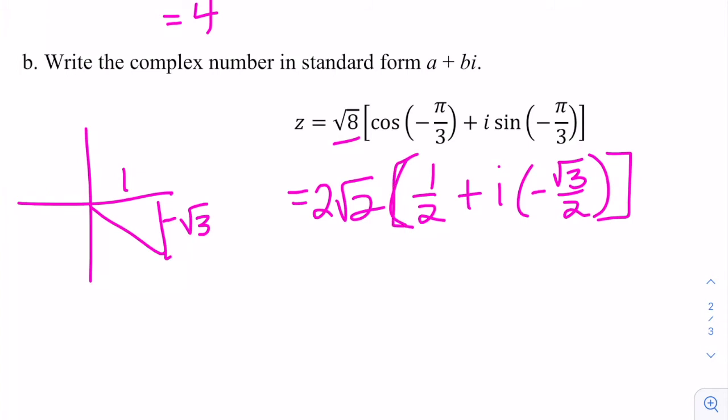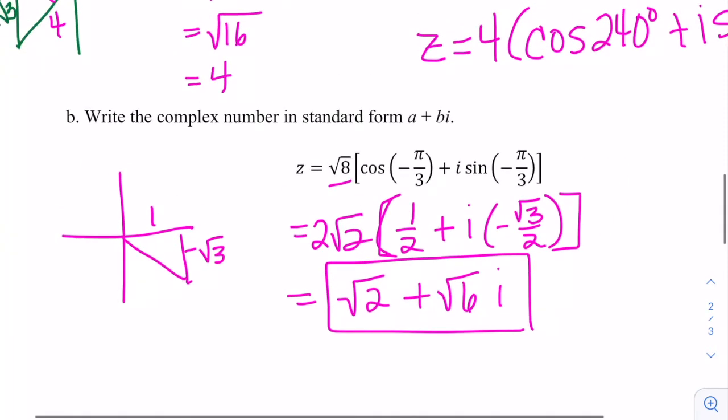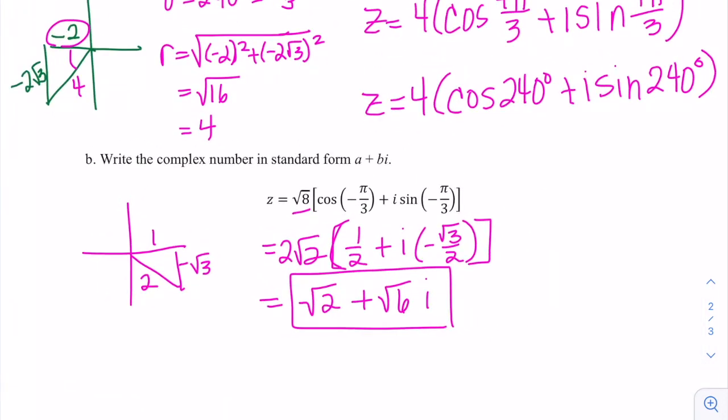Let's kind of separate that. So we have 2 root 2 divided by 2, so that we'll just have root 2. And then here we'll have i times, this will be 2 root 6 over 2, so just root 6 i. Okay, so simplifying that, we just have to use the cosine of negative pi over 3. It's going to be 1 over 2, right? The sine is negative root 3 over 2, and just simplify. So a little bit easier to find the standard form than finding the trigonometric form.